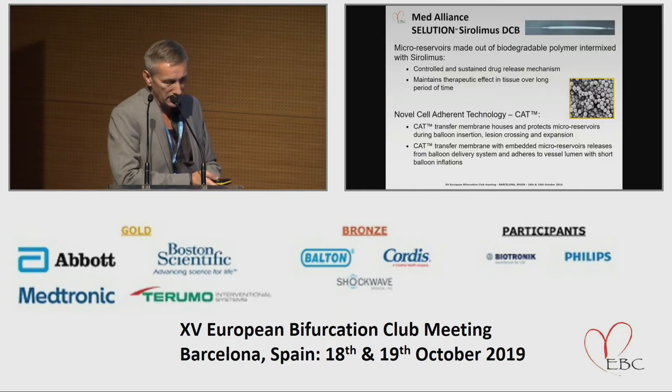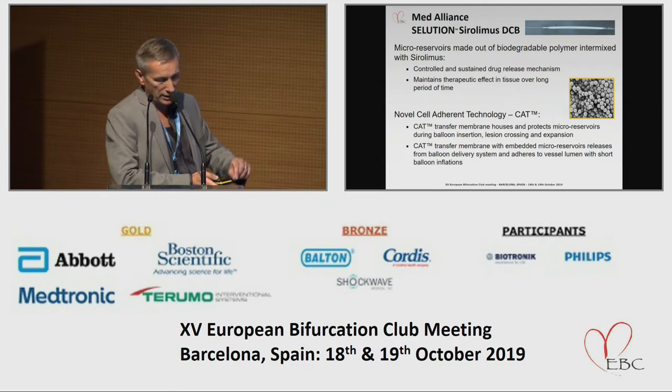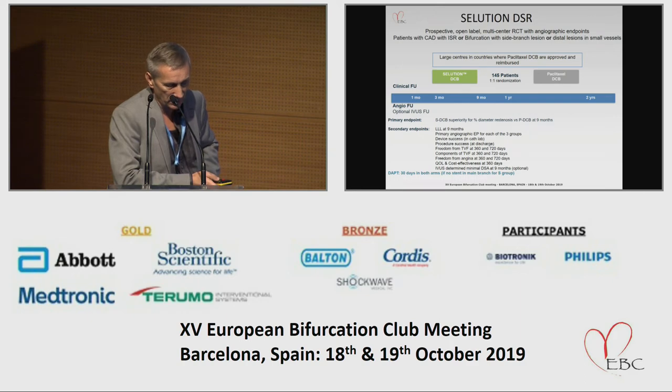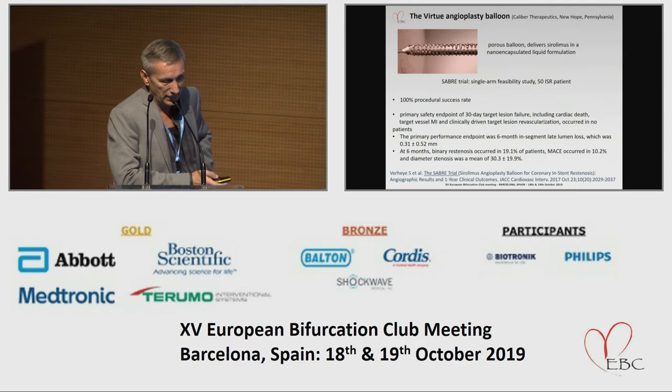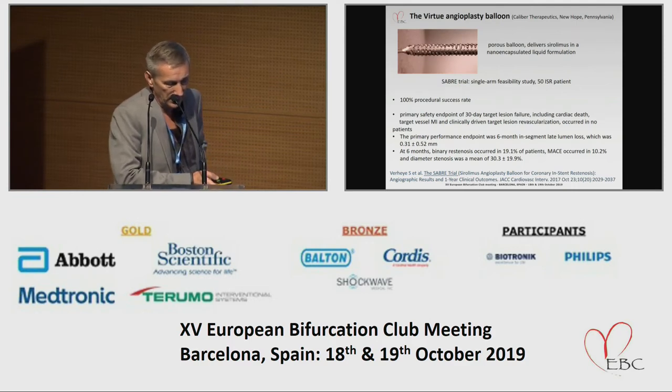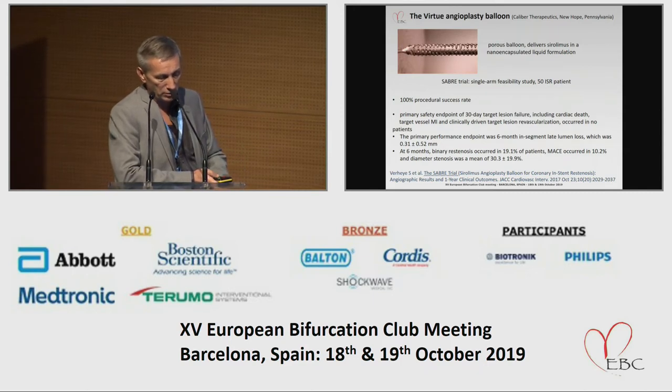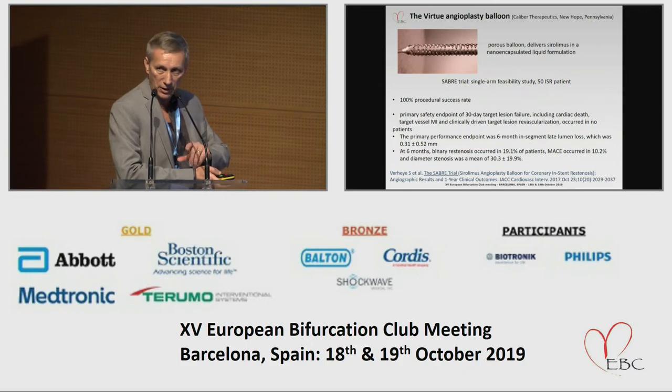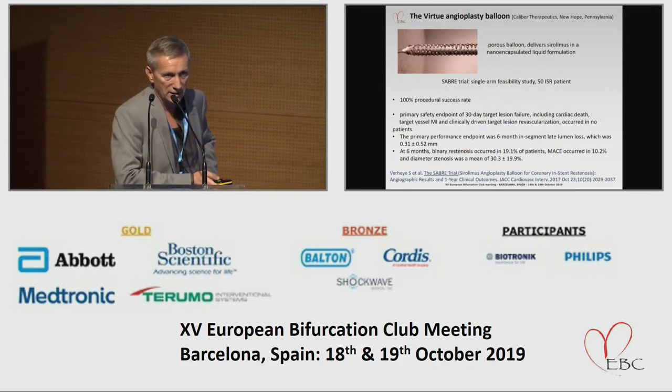Another device is Selution. It has a micro-reservoir of biodegradable polymer and cell-adherent technology that keeps it. Only one study, including patients with in-stent restenosis, bifurcation and small lesions, comparing it to the paclitaxel balloon. I don't know the data. And the Virtue angioplasty balloon, the device has a porous balloon and delivers sirolimus in liquid formulation. Only one study, 50 in-stent restenosis patients, with a late lumen loss in the range of other non-stent techniques to treat in-stent restenosis.